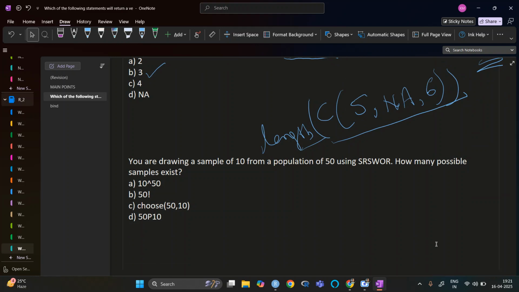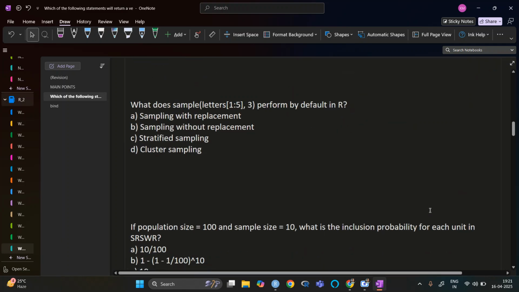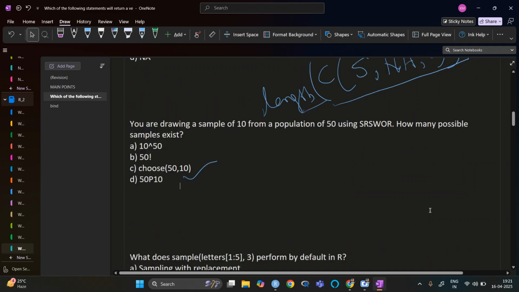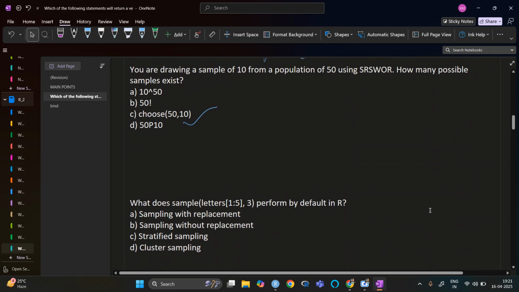That was SRSWOR. Choose 50, 10. Was it choose 50, 10, Naman? Yes. So it is choose 50, 10. This was choose 50, 10. Yes. This one is 50C10. This one is WOR. 50P10. Yes.